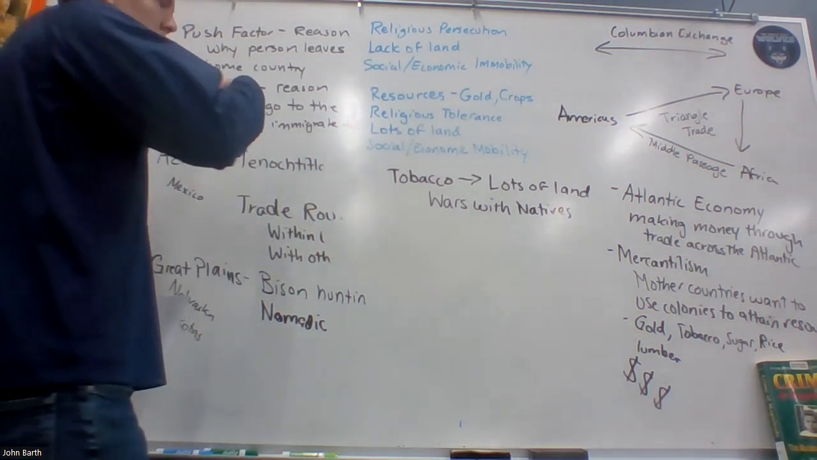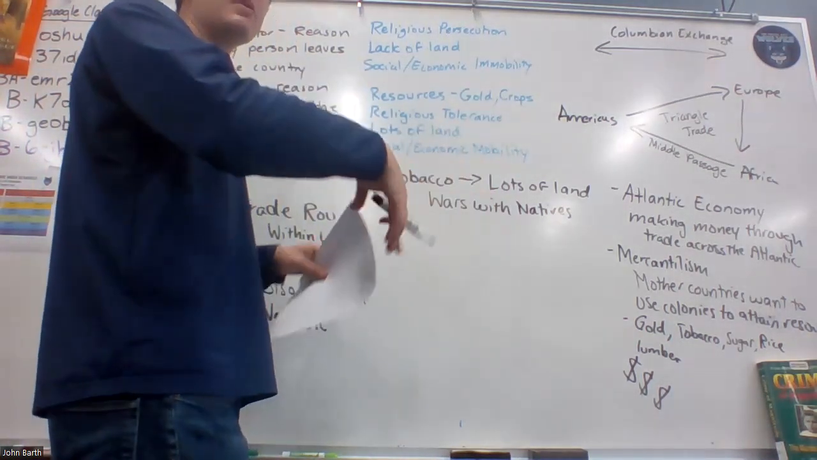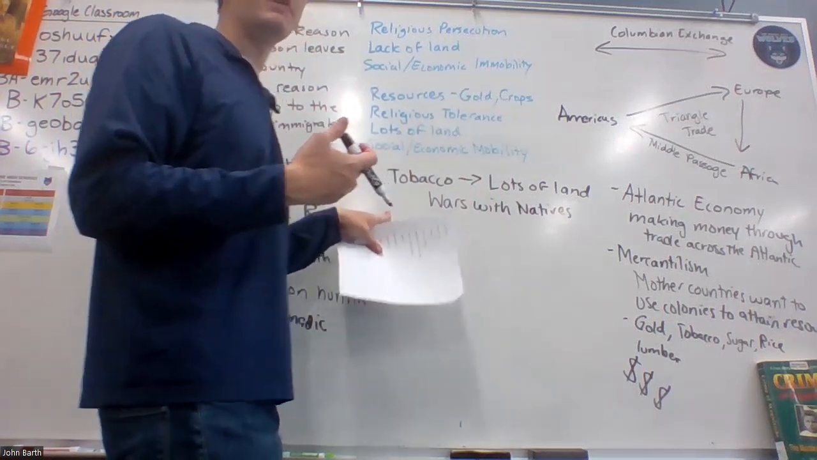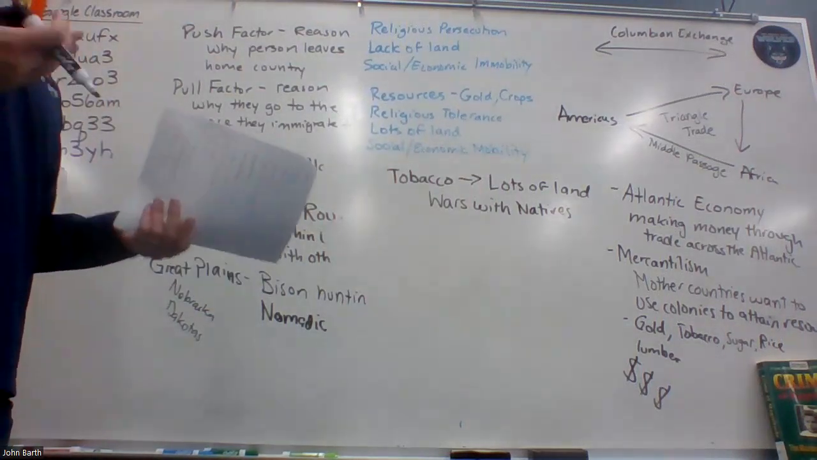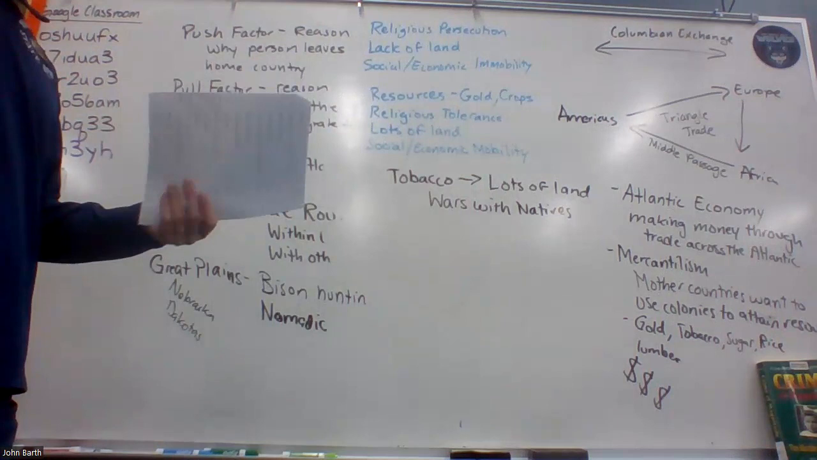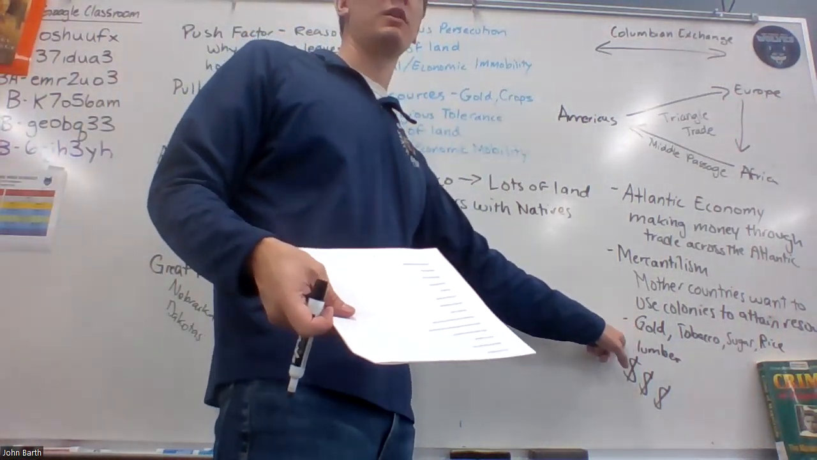And so tobacco leads to this conflict, right? Because it creates more conflict because they need more land. And we see similar things happening in New England, right? Eventually they're going to need more land for growing wheat. They're going to need more land to cut down trees for lumber, and that's going to lead to conflict as well.